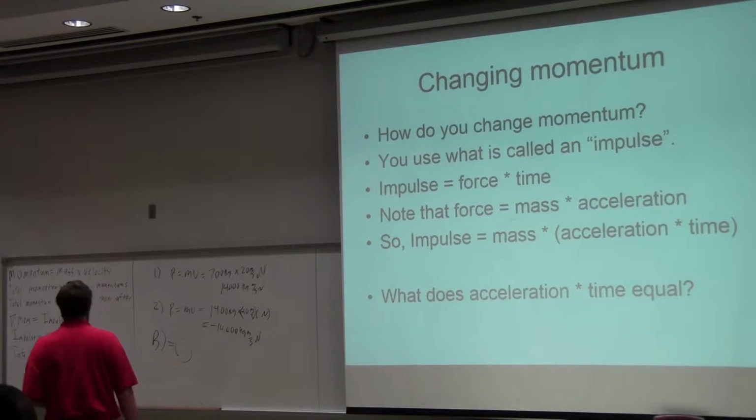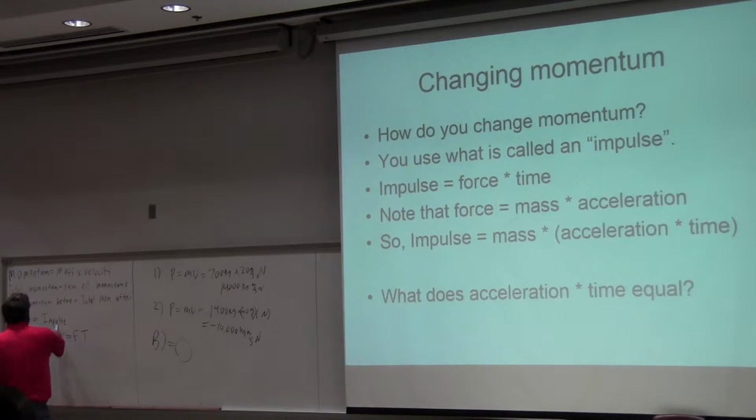So impulse is the change in momentum. So it's the final momentum minus the initial momentum. Impulse also equals mass times change in velocity. So mass times your final velocity minus your initial. And remember, always do final minus initial and include direction.